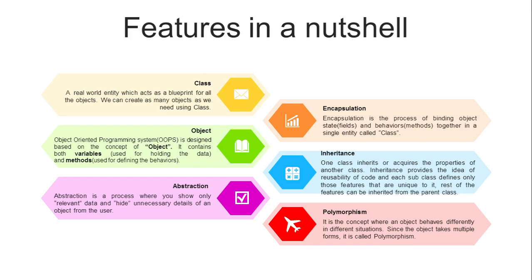So what's the first feature? Each and every object-oriented programming language has a concept of class. So what is a class? A class acts as a blueprint for all the objects. Yes, a class has variables and methods. Methods means functions, and variables means the entity where the data is stored. Yes, we can create as many objects as we need using a class.